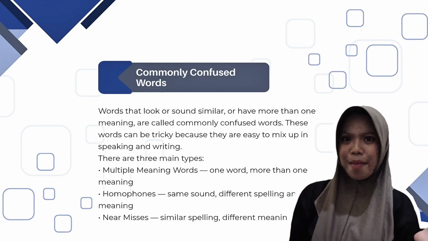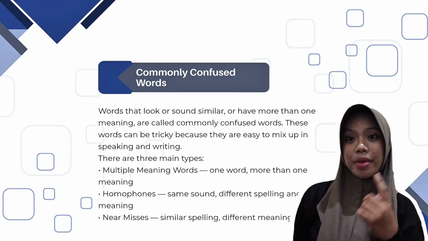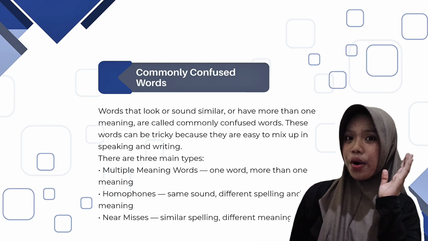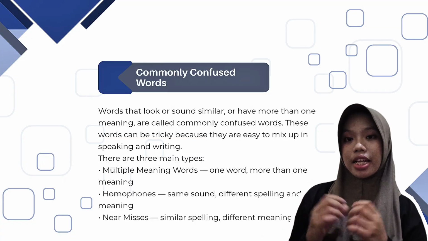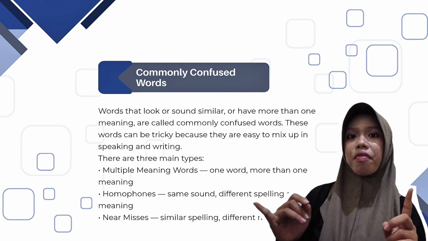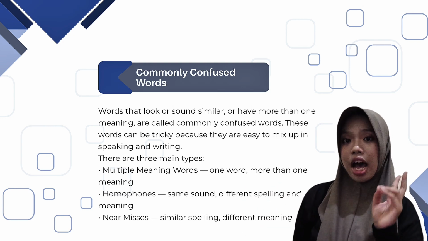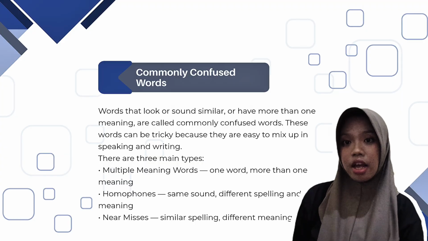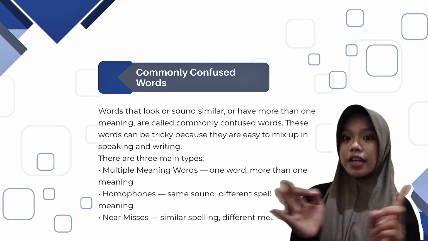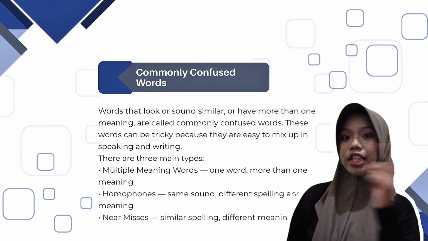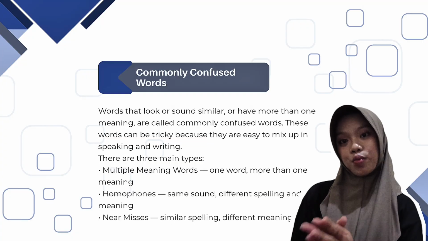So, what are commonly confused words? Commonly confused words are words that look similar, sound similar, or have more than one meaning. Because of the similarities, people often use them incorrectly. There are three main types of commonly confused words: multiple meaning words, homophones, and near misses. So let's discuss each type of commonly confused words.